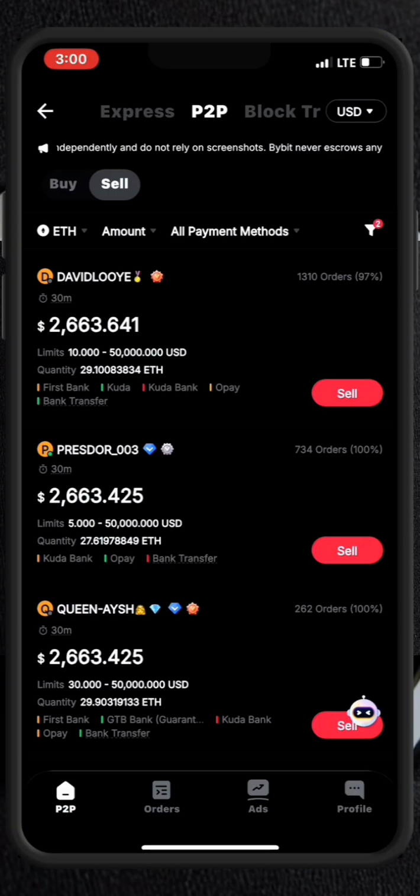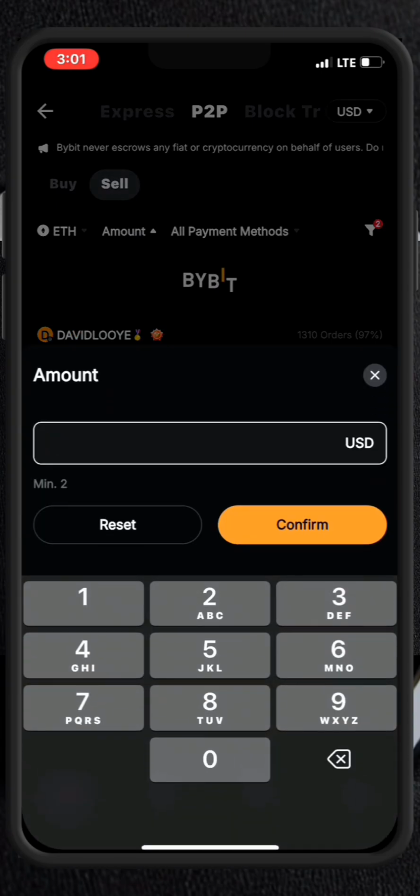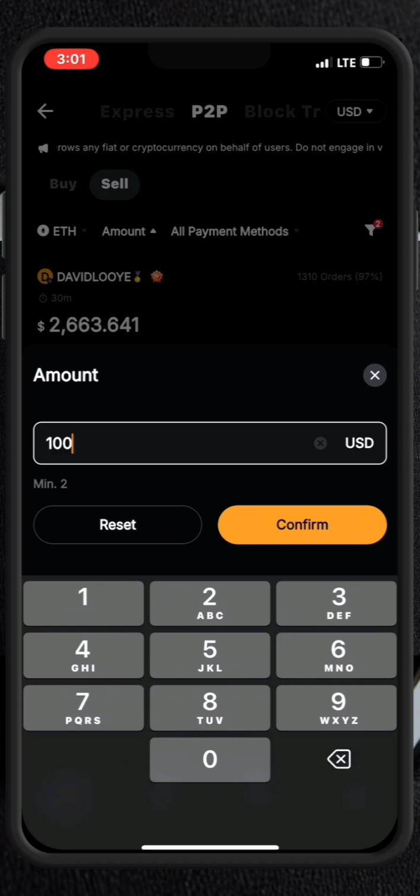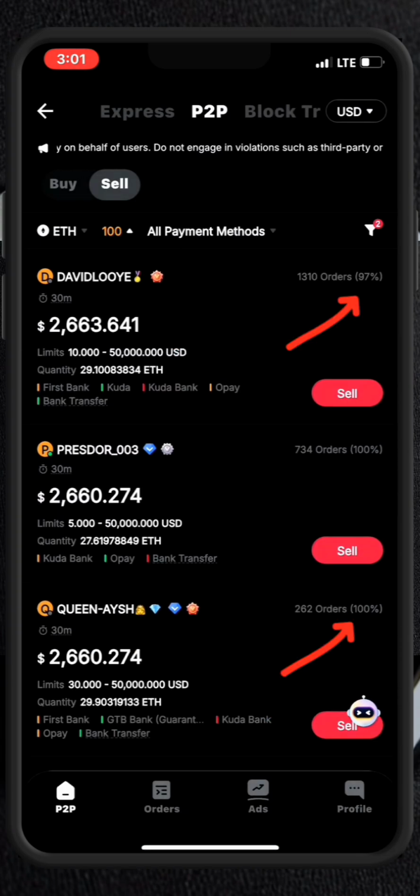To make things easier for you, you can filter this amount to a lesser amount so you can easily find merchants that are trading in the same limits as you. If you are using a capital of $200, you can easily filter this amount to $100 right here, and you easily find merchants that are trading in the same limits as you. Guys, Bybit will automatically bring out the best merchant with the best price for you to trade with as your top pick, and currently, as you can see, this guy is a verified merchant, so I can perform a trade with him.